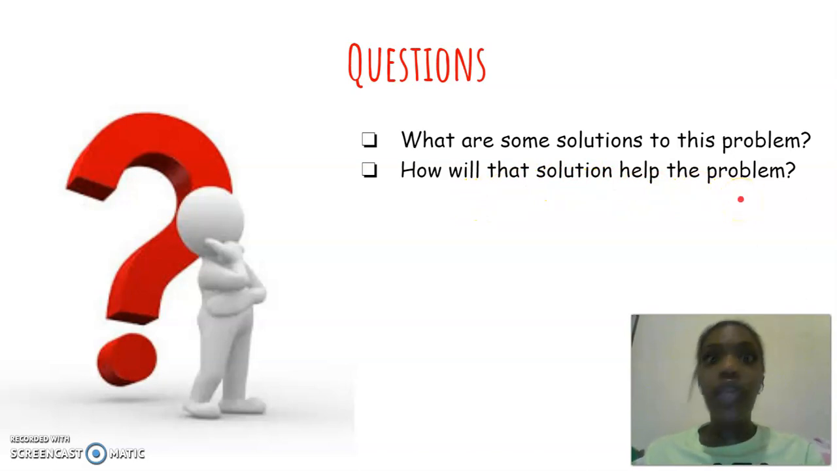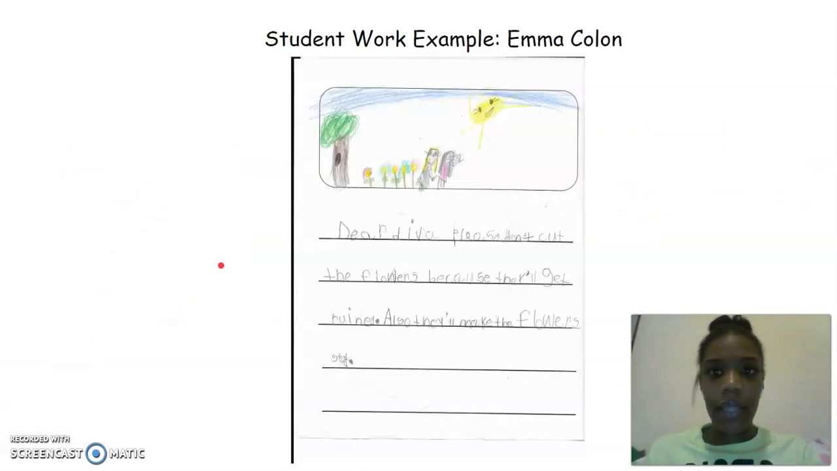So that's what you'll be writing about today, right? You'll be talking about why you think people should recycle. And you're going to come up with some solutions to what happens when you don't recycle, right? Some solutions for that problem, okay?